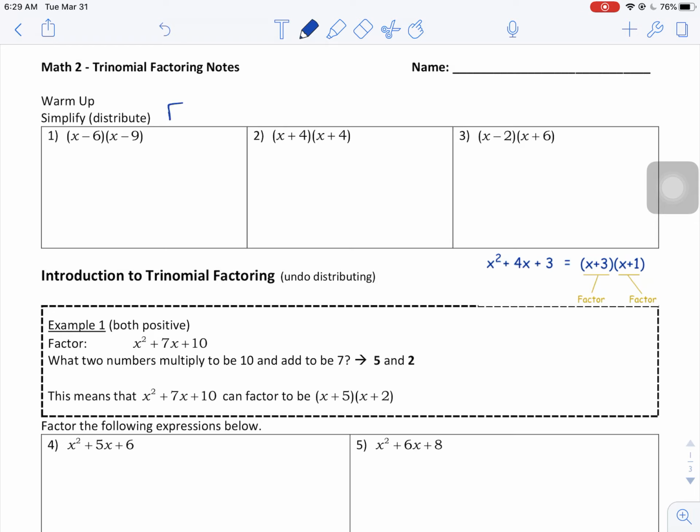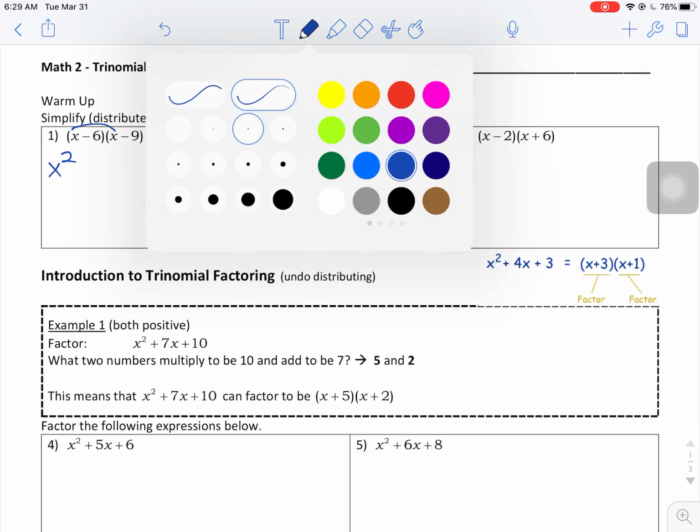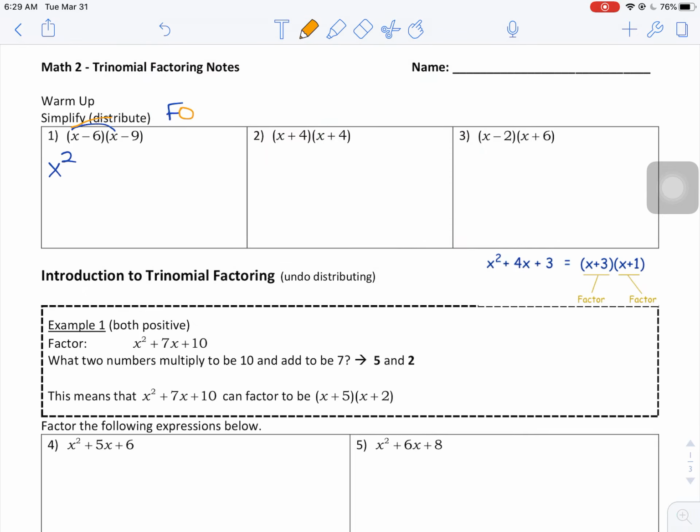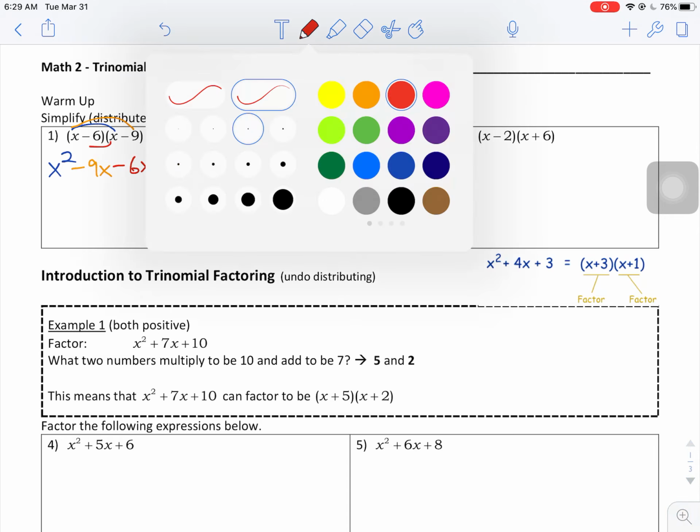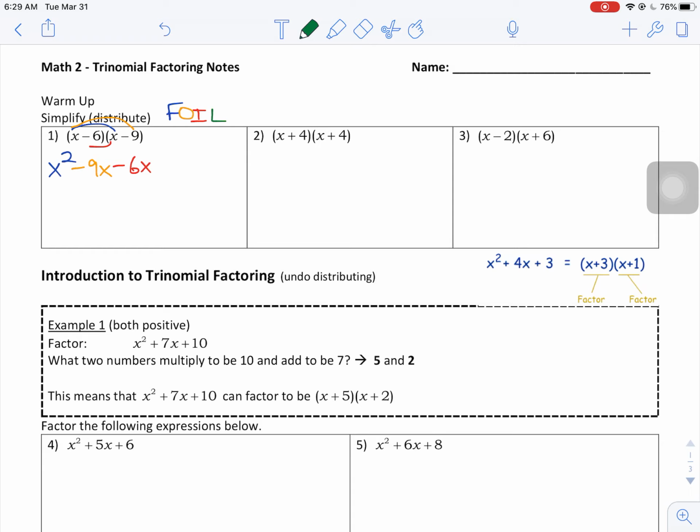FOIL on the first one. F stands for first times first, so x times x is x squared. O stands for outside times outside, so x times -9 is -9x. I stands for inside times inside, so -6 times x is -6x. L stands for last, so -6 times -9 is +54. And then don't forget to add your like terms in the middle. So x squared minus 15x plus 54.